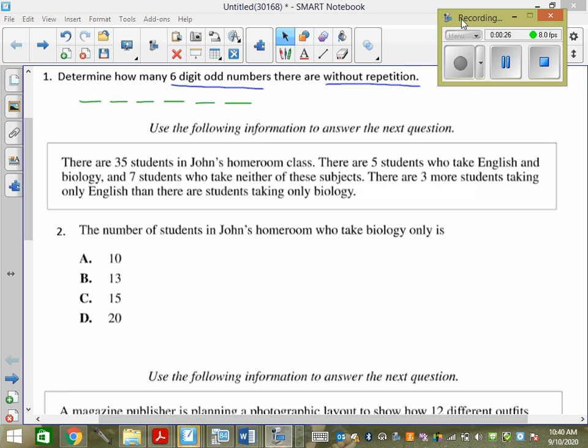It needs to end in an odd number. So we have 1, 3, 5, 7, or 9, which is 5 options. Then we have to box 1 because it says without repetition. Then we go to our first blank and we can have 1 to 9 usually, but we box the 9, right? So it's out. And we can't have 0 because that would make it a what digit? Instead of a 6, it would make it a 5, so we can't use the 0.